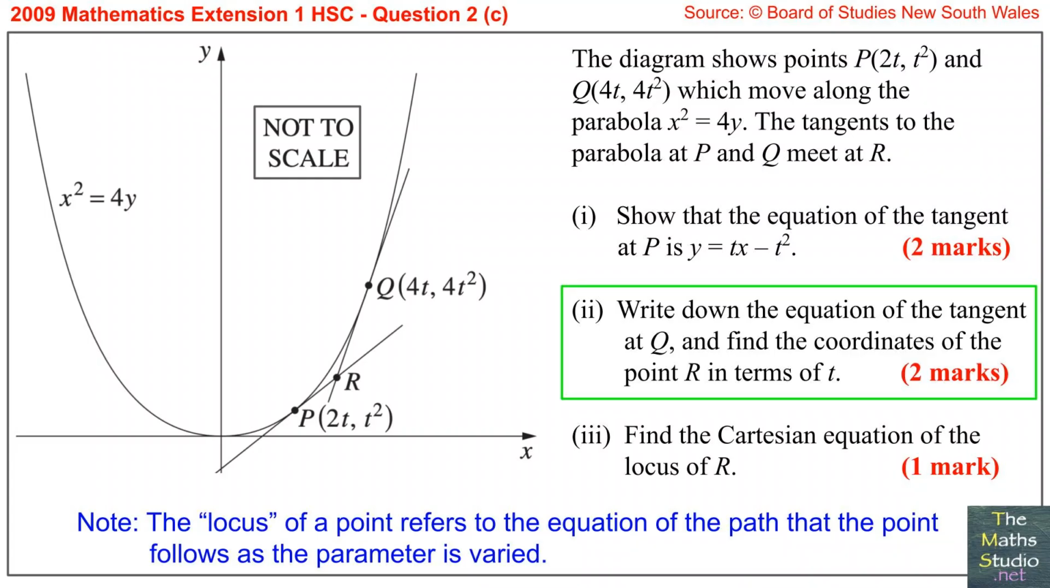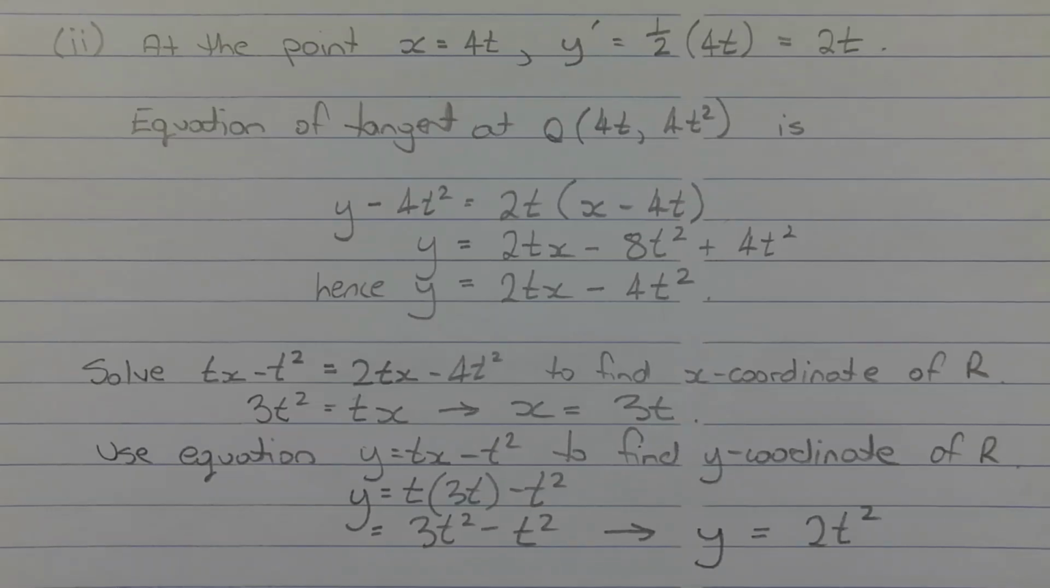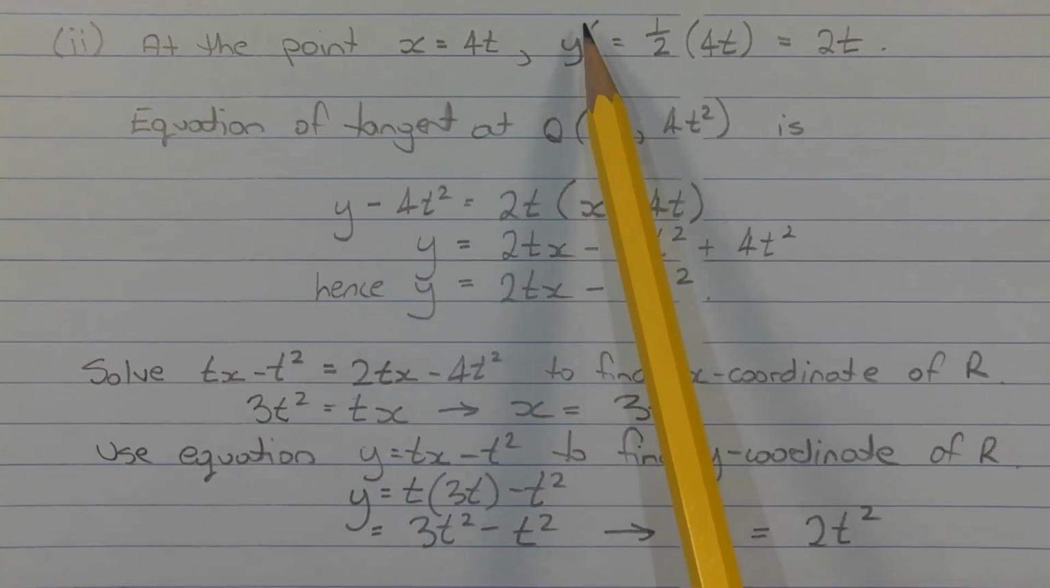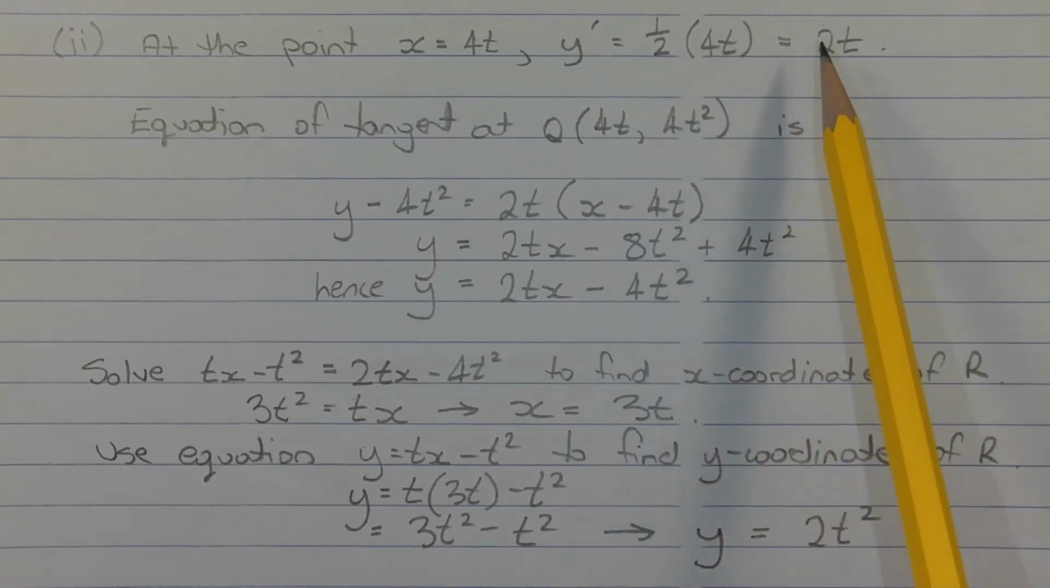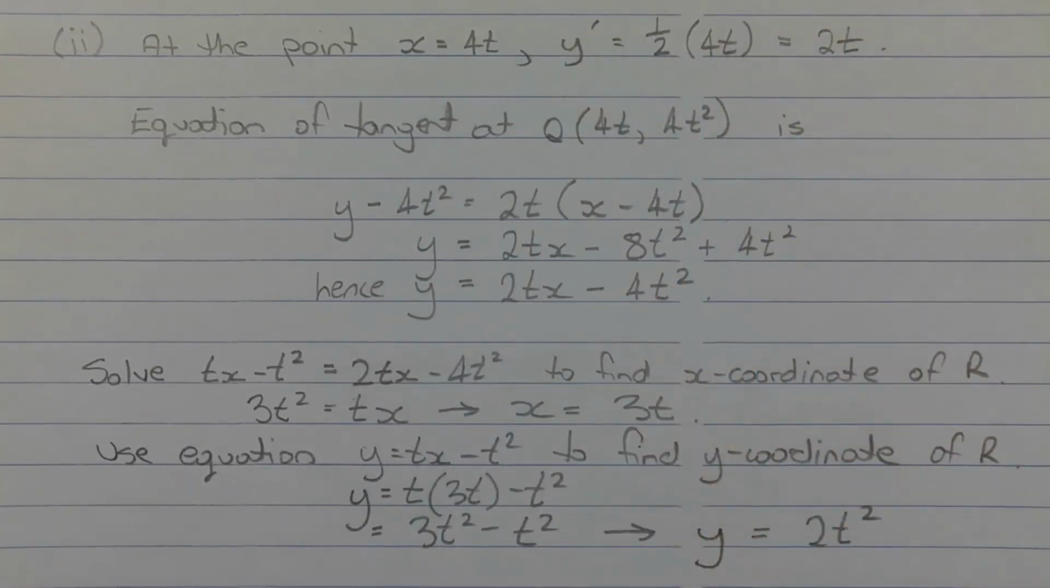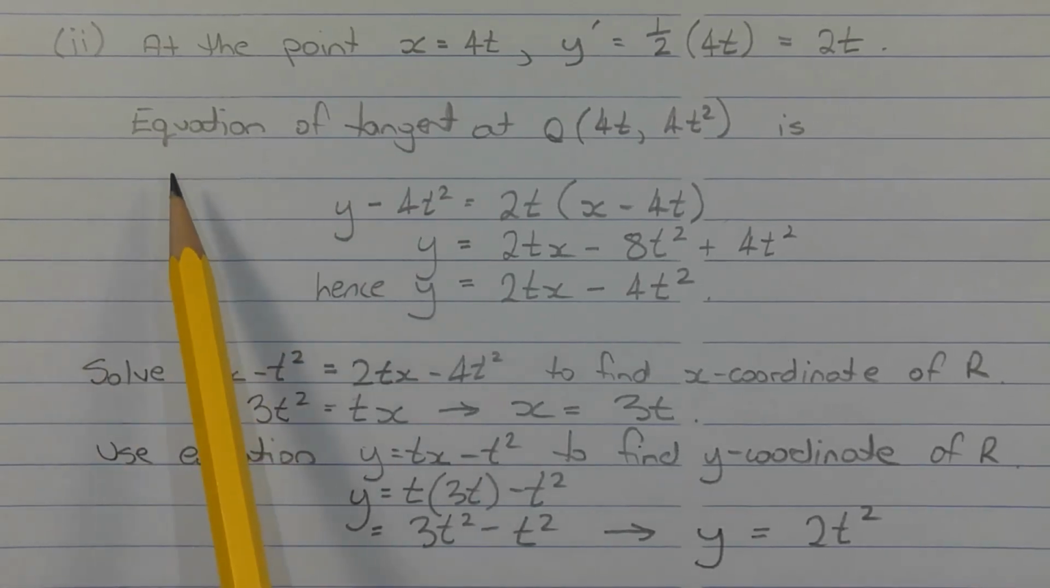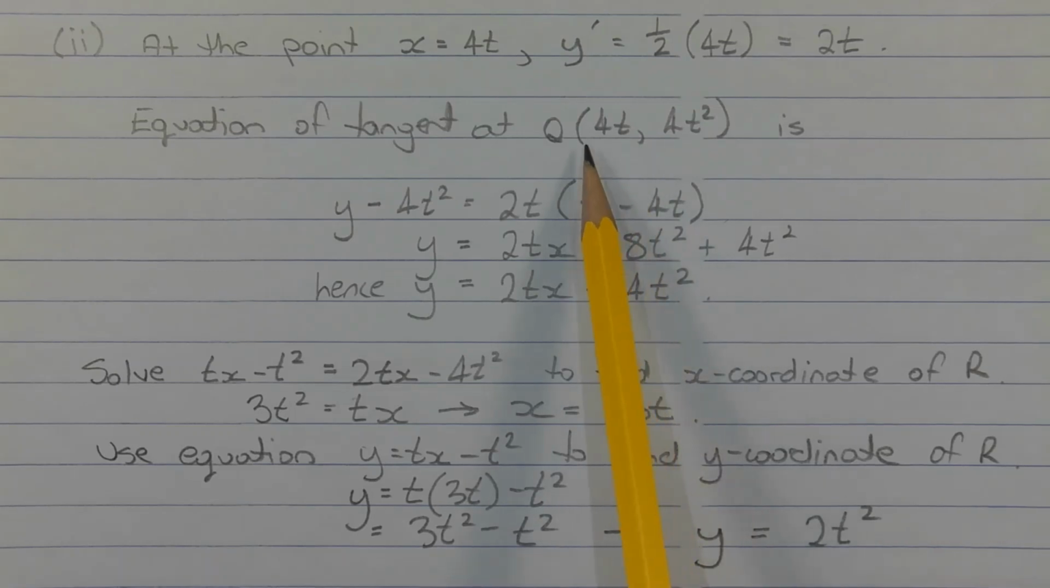Part 2. Write down the equation of the tangent at Q and find the coordinates of the point R in terms of t. Repeat the process in part 1 to find the equation of the tangent at point Q. Now at the point x equals 4t, the gradient of the tangent y dash is equal to half times 4t, which equals 2t. Again, we're using the gradient function y dash equals half times x to find the gradient of the tangent at point Q. Now the equation of the tangent at point Q with coordinates (4t, 4t squared) is found using the point gradient formula, again like we did in part 1.